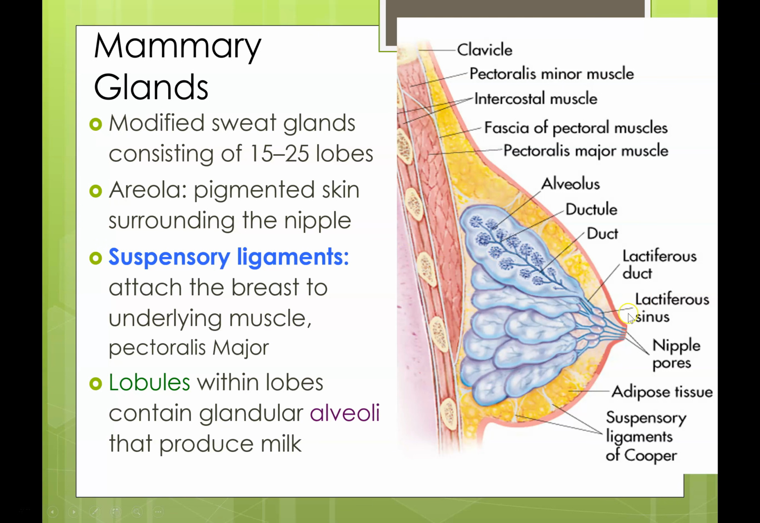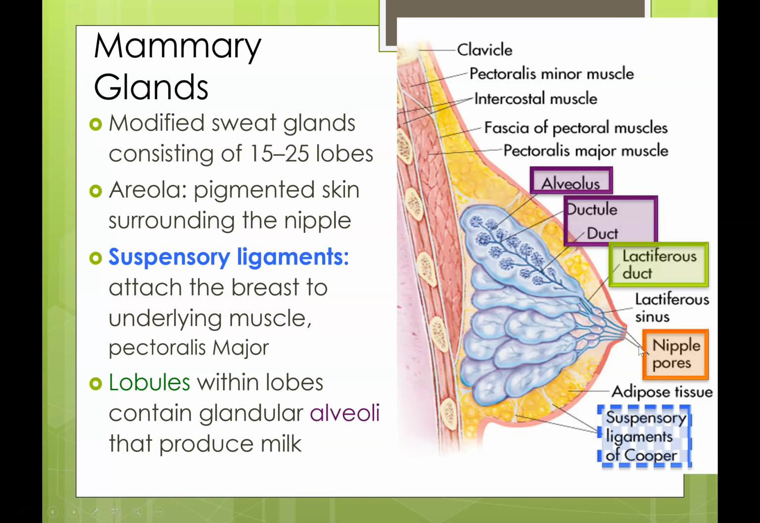We will also have the areola, which will be the pigmented skin surrounding the nipple. And here are some structures that we could see here. The alveolus would be the regions where the milk is going to be produced. That will then move into a ductule and into a main duct. And then we have our lactiferous duct that all of this will drain into a lactiferous sinus and eventually out of the breast through the nipple pores.